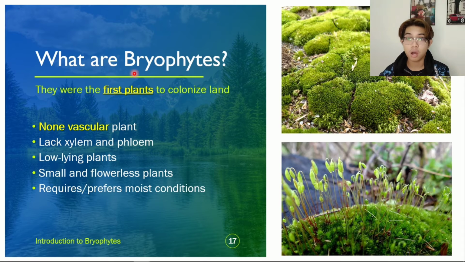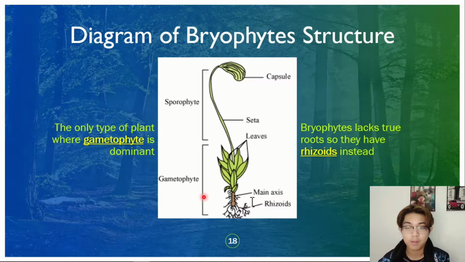So what are bryophytes? Bryophytes were the first plants that were able to colonize land. They're non-vascular plants. They lack xylem and phloem. They're low-lying plants, meaning they are found in very low areas. They are small and flowerless plants, and they prefer moist conditions for survival.